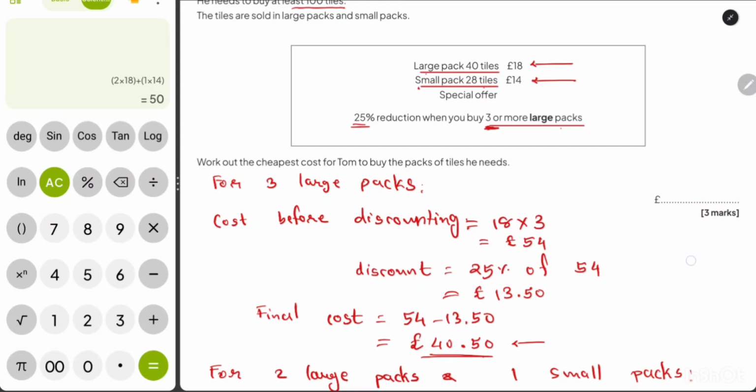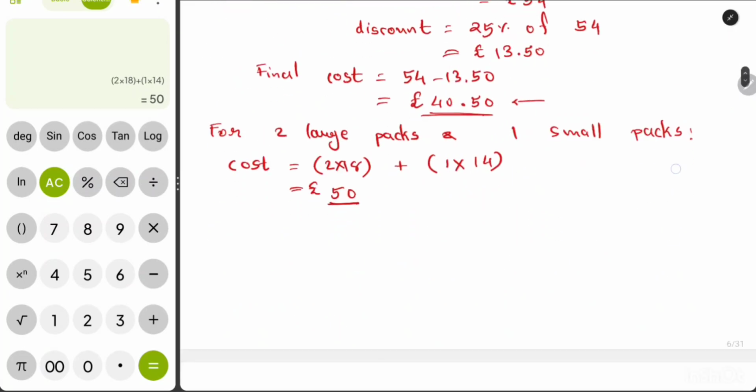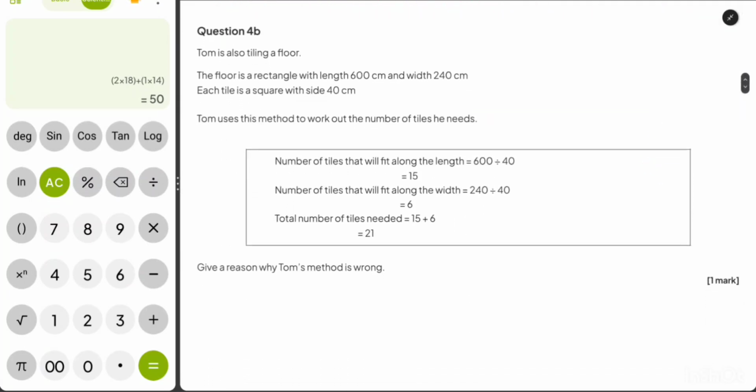Sorry, it's 40.50. Put all the currencies in 2DP. Again, I'm telling you, it's an IGCSE rule. And see the B part. Tom is also tiling a floor.